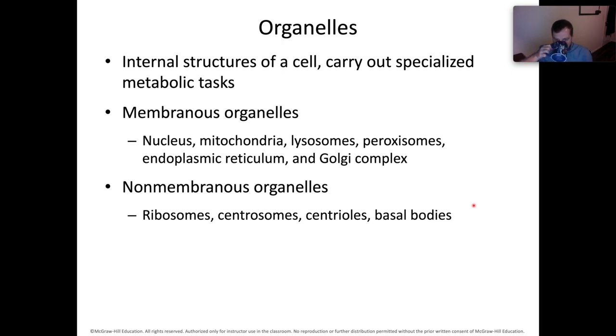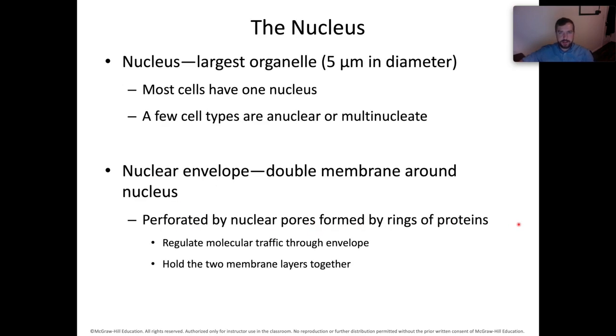So a characteristic of eukaryotic cells is that they have membranes. These are the membrane-bound organelles. The non-membranous organelles are things like ribosomes, centrosomes, centrioles, and basal bodies. The nucleus is the largest, and usually it's the easiest thing to see on a microscope, right?